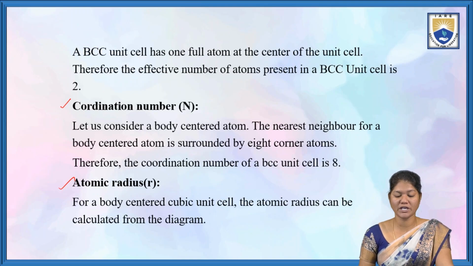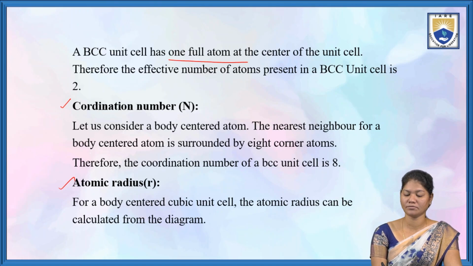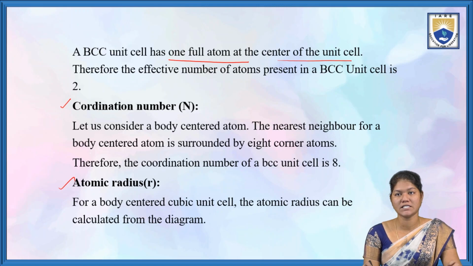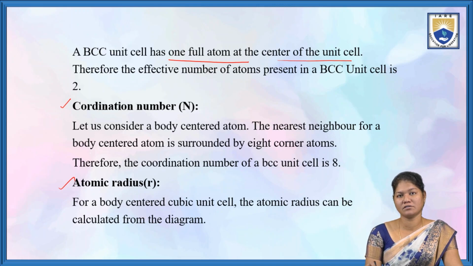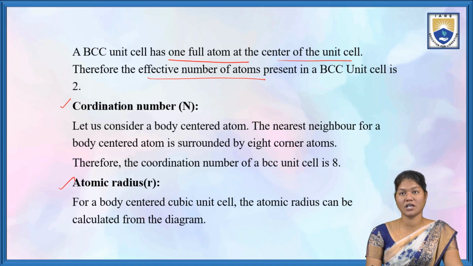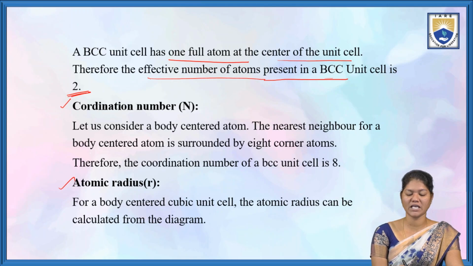A BCC unit cell has one full atom which is at the center of the unit cell. Along with each corner, we said that at the middle of the unit cell there is one more atom. So the effective number of atoms present in a body centered cubic unit cell is 2.